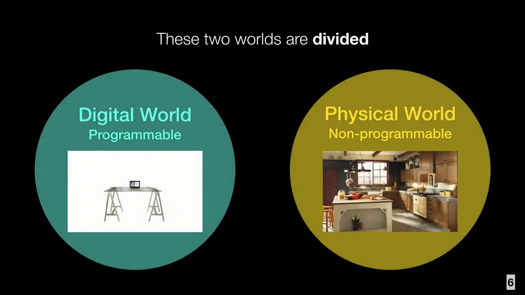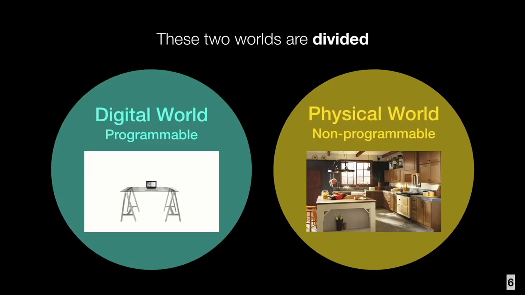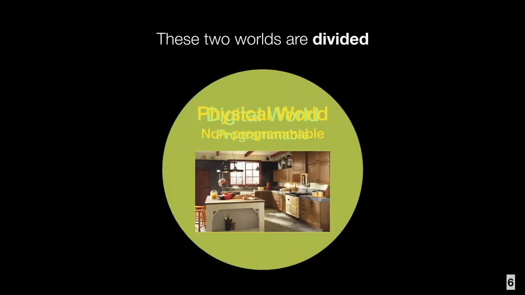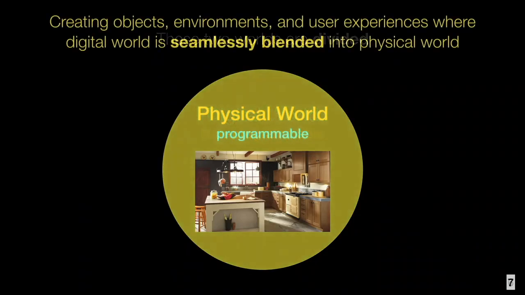As we can see, the two worlds are currently divided from each other. The computer cannot really control the physical object, and we cannot leverage physical objects and environments to interact with the digital world. So I'm interested in how we can create environments, objects, and user experiences where the digital world is seamlessly blended into the physical world.